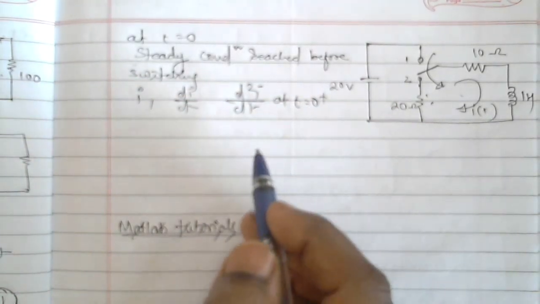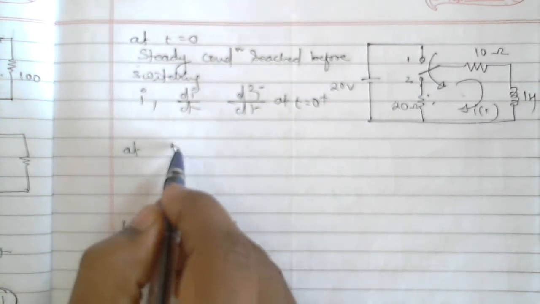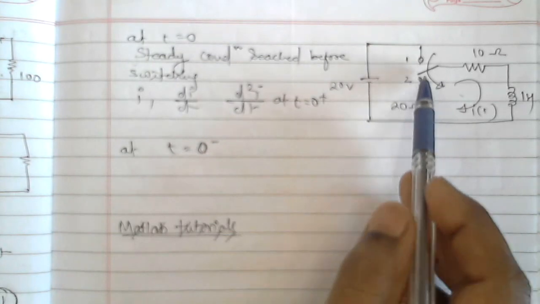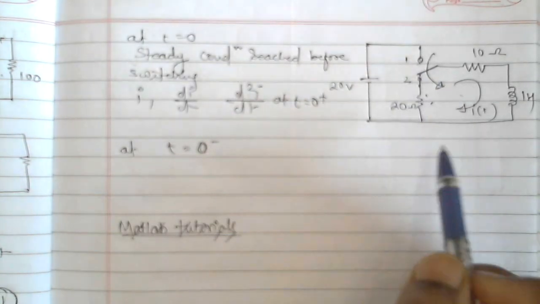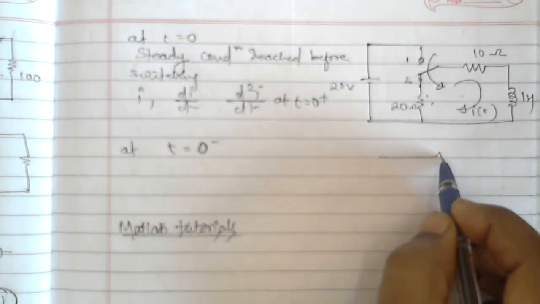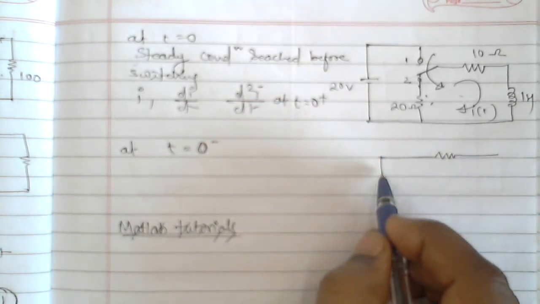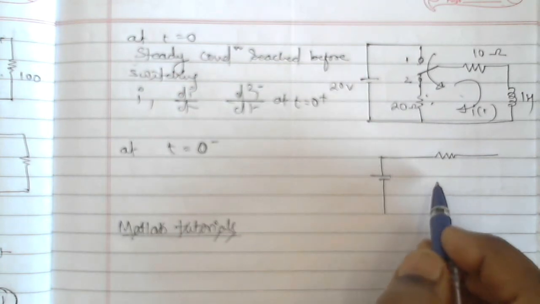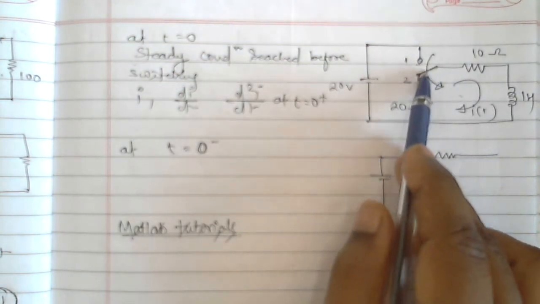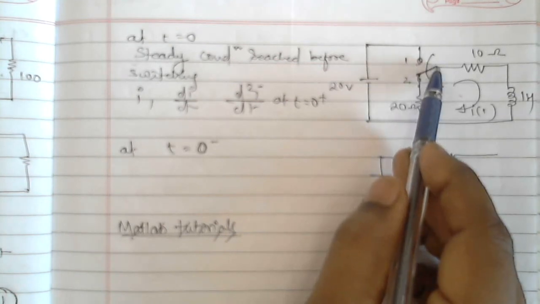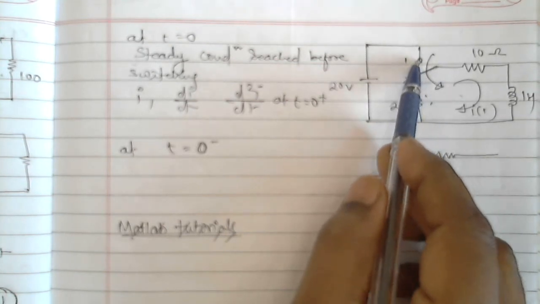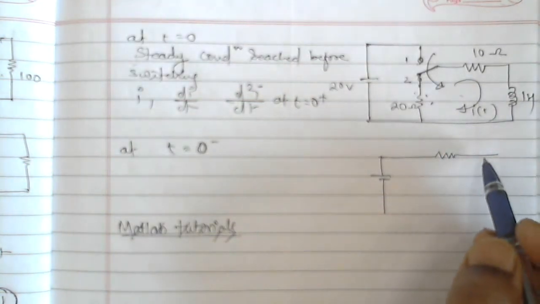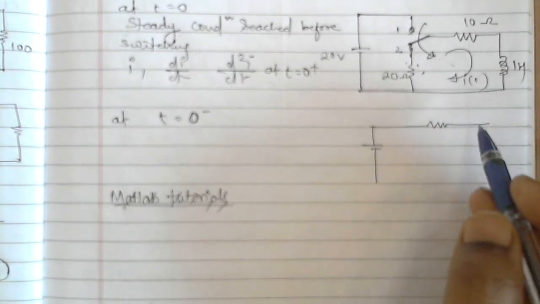Right? So first we will draw the circuit at t equal to 0 minus. What will happen at t equal to 0 minus? This switch will be at position 1, so it will be like this. Now they said that the circuit was at a steady state before switching. Means if this switch was at position 1, and before switching it from 1 to 2, steady state was reached, the inductor has already reached steady state, and we all know that when an inductor reaches steady state, it will act as a short circuit.